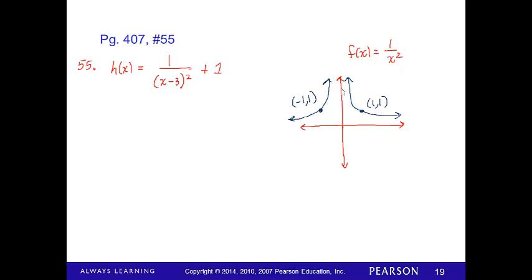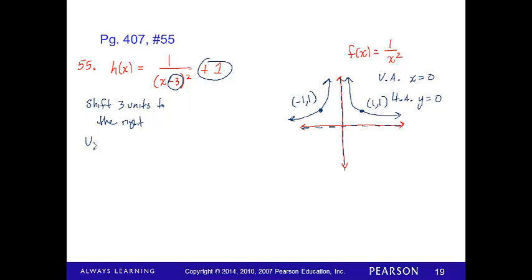This has a vertical asymptote at x equals 0. And it has a horizontal asymptote at y equals 0. Okay, now using this graph, we're going to do our transformation. So let's start with the change on x. So it's telling us to subtract 3, which means we're going to shift 3 units to the right. Remember, always do the opposite when the change is on x. And then the plus 1 tells us to go up 1 unit.